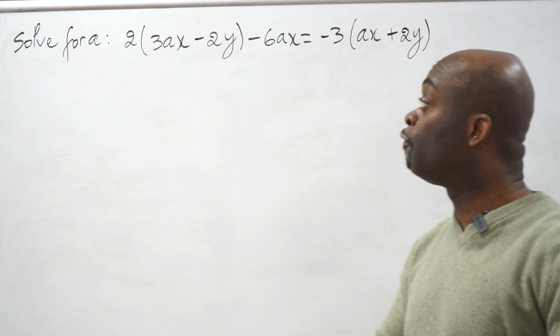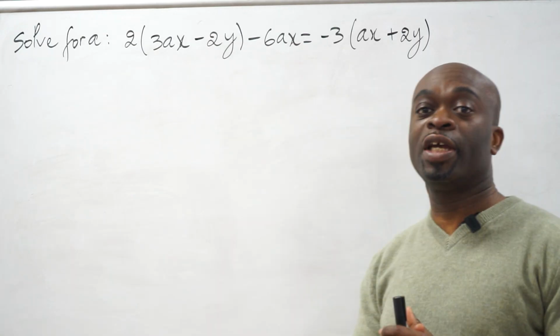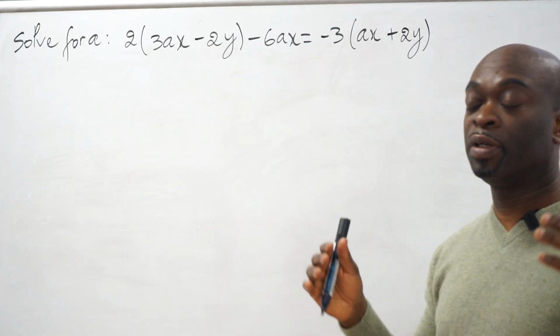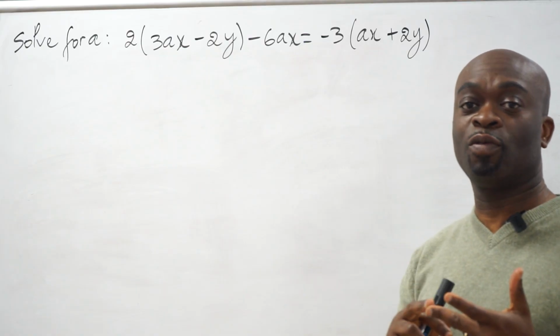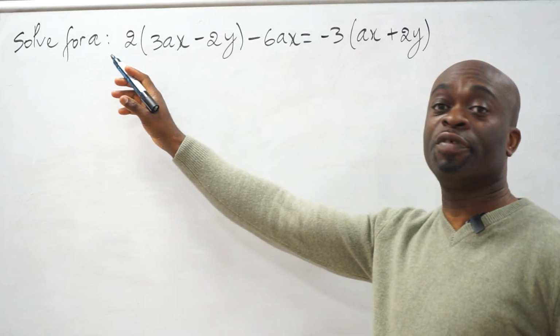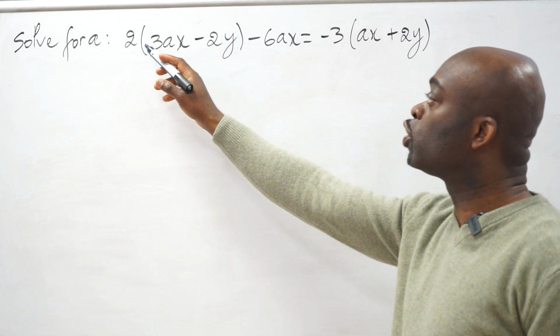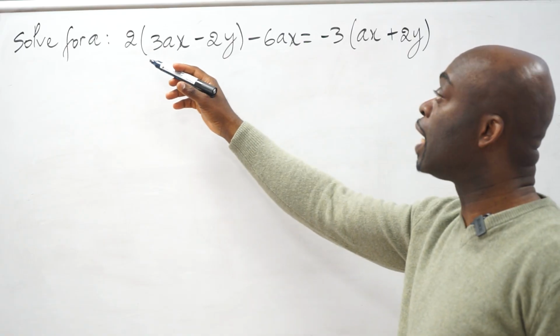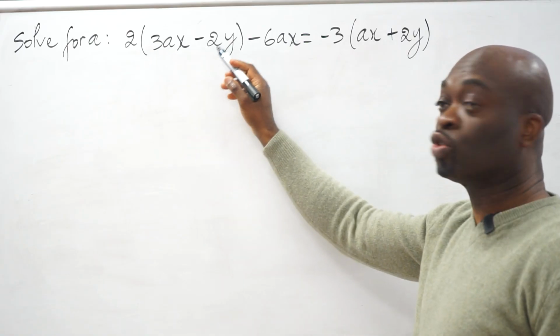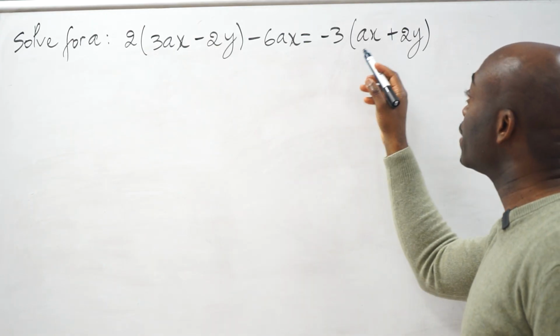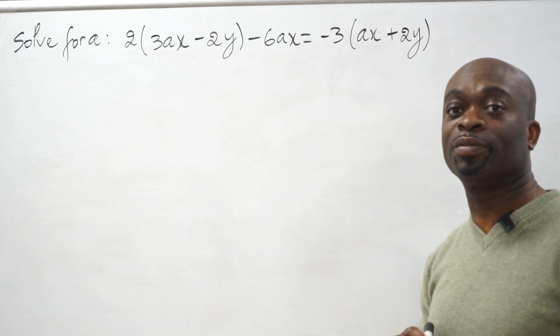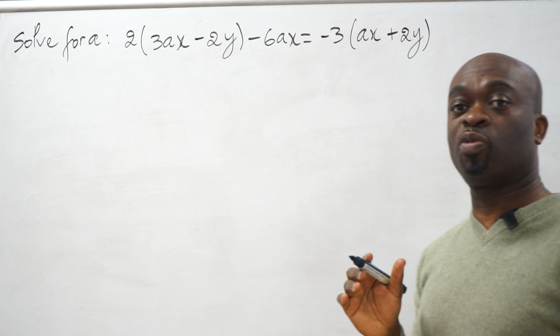Ladies and gentlemen, we're solving this multivariable equation that has variables a, x, and y. But what are we solving for? We're solving for a. So what's the problem? We have two parentheses, that means times: 2(3ax - 2y) - 6ax = -3(ax + 2y). So how are we going to solve such a problem?